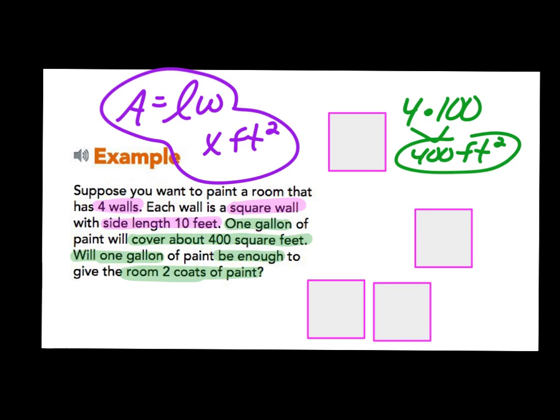Well, 1 gallon, says it right here, 1 gallon of paint will cover about 400 square feet. That's for 1 coat of all 4 walls, because each one is 100 square feet, 100 square feet, 100 square feet, 100 square feet. 400 square feet for 1 coat. Well, they want to paint all the walls 2 coats, which means I need 800 square feet of paint. Well, I don't have that. It says, will 1 gallon of paint be enough to give the room 2 coats of paint? No, it will only be enough for 1. So my answer to this question would be no.